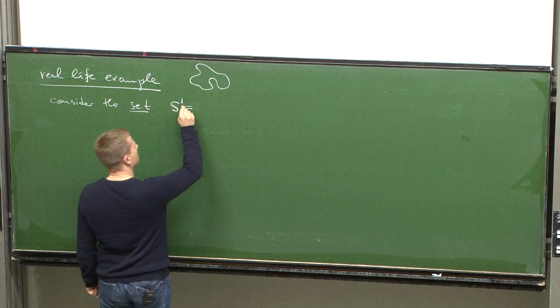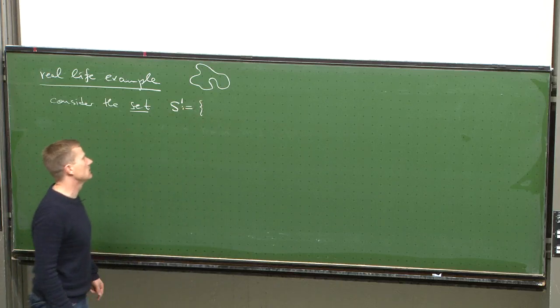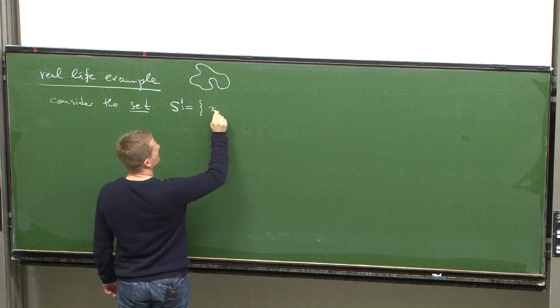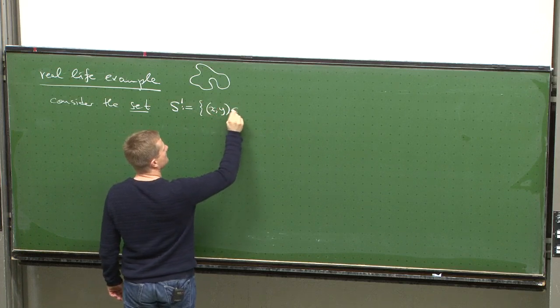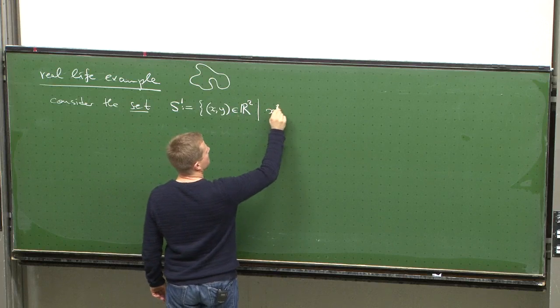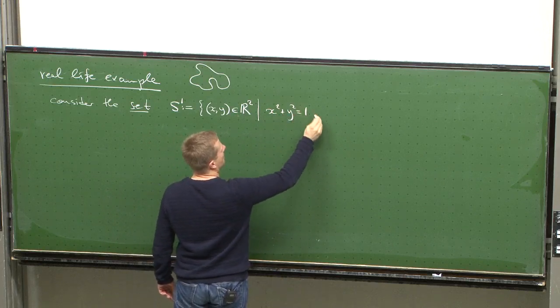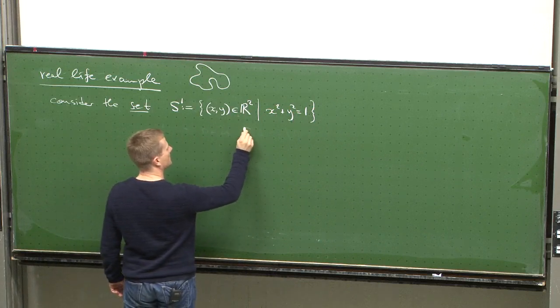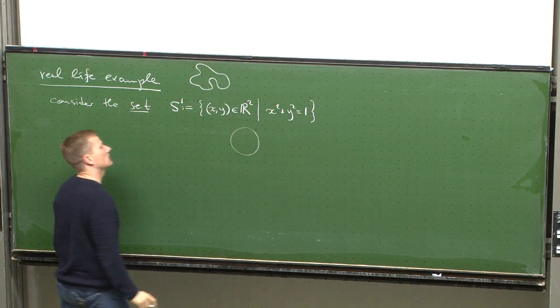You can define this as a subset of R2. That's one possibility. So you can say the circle is the collection of all pairs of real numbers for which x squared plus y squared is, say, 1. Okay, so if that's your definition, then in R2 it really already looks like this. Okay, fine.